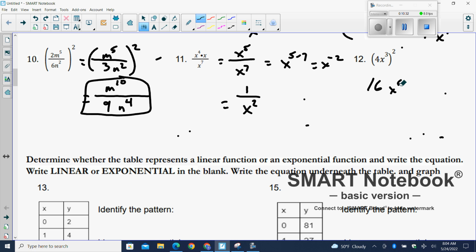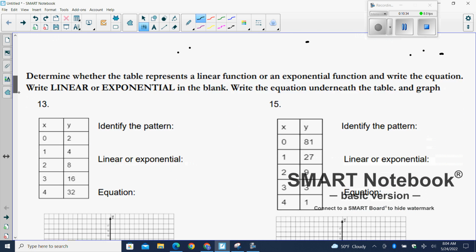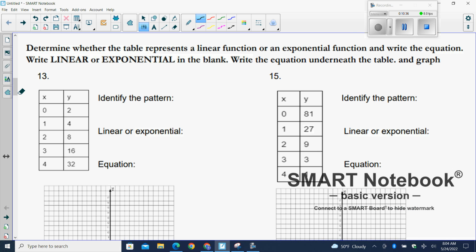All right, let's jump down. Next concept. We need to be able to recognize whether something is linear or exponential in terms of a graph, in terms of an equation, and in terms of a table. So here we're going to be starting with a table. We're going to identify the pattern. Based upon that pattern, ask yourself the question, is it linear, is it exponential?